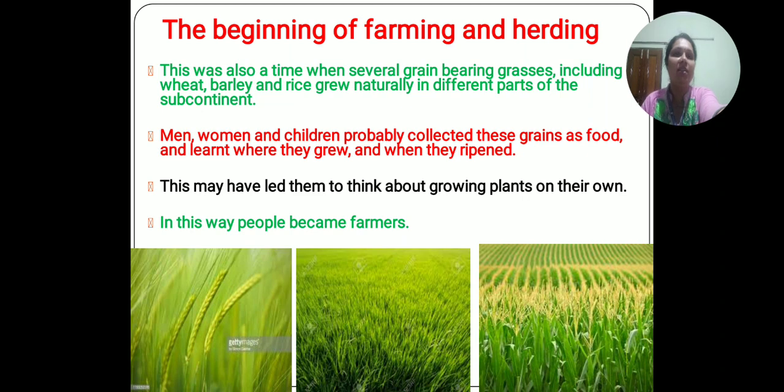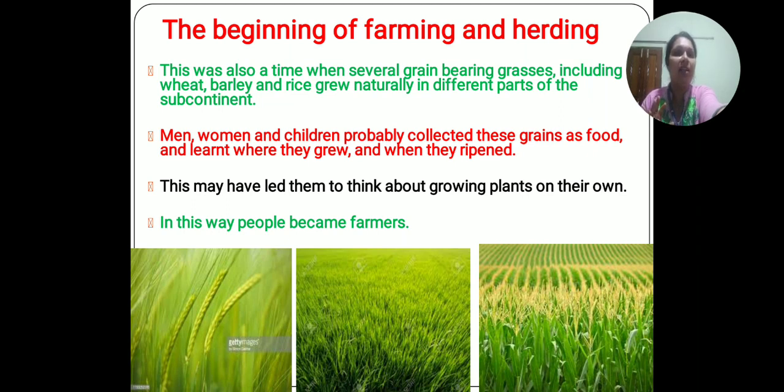So when they started keeping these plants with them, growing them in the nearby area where they were living, these grain bearing grasses grew naturally in some parts of the subcontinent. The men and women and children who were living nearby started learning when they grow, how they grow, what type of soil is required to grow them, and when they ripen, when we can use them as food. So this whole process was being learned by the men, women and children of that time, who were living nearby these areas where the grain bearing grasses grew naturally.